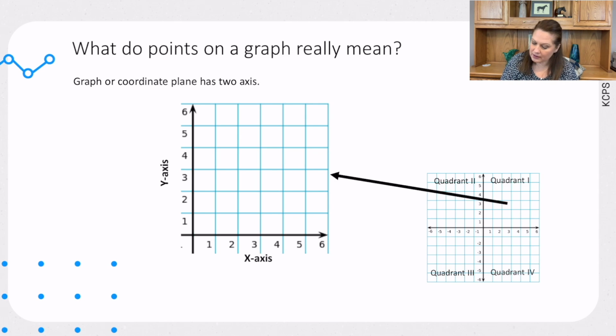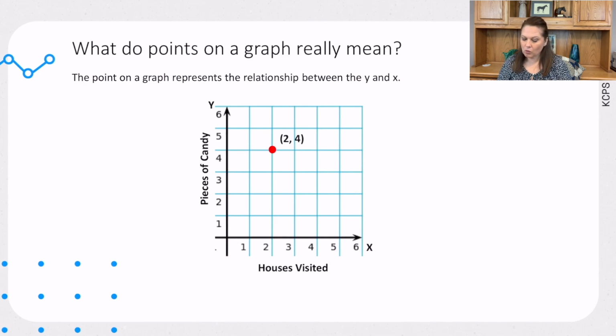You'll also notice that our x is horizontal. Okay, this is for all quadrants, not just quadrant 1. And our y is vertical. Okay? Now, that tells us something about our points. When we look at that graph, we'll use our point 2, 4. We have a proportional relationship between the number 2 and the number 4. Now, I used Halloween as our example because it's coming up shortly.